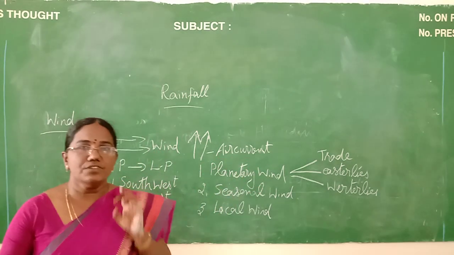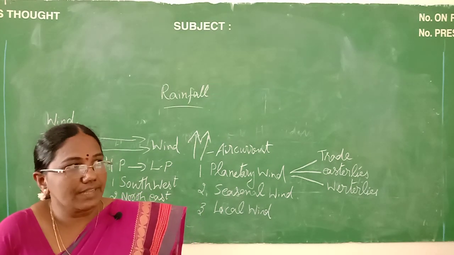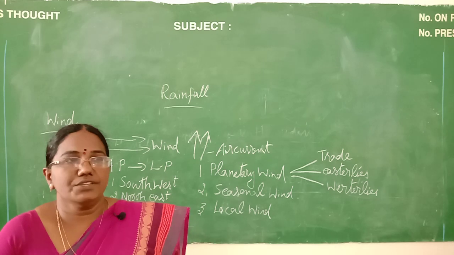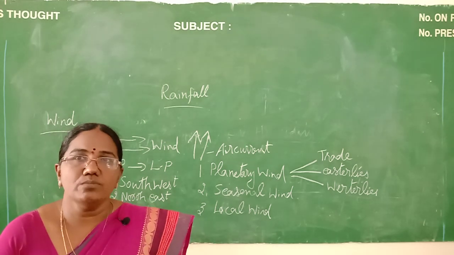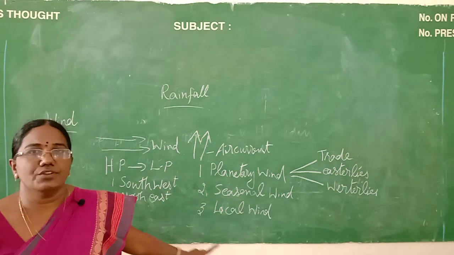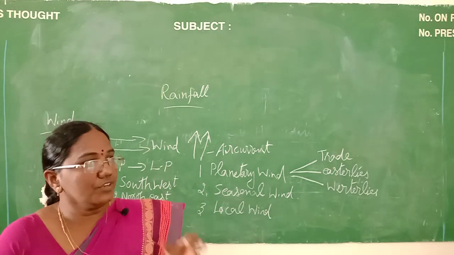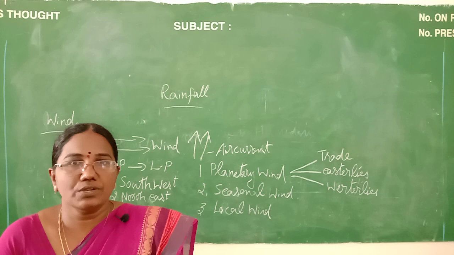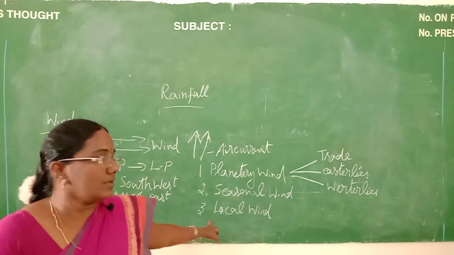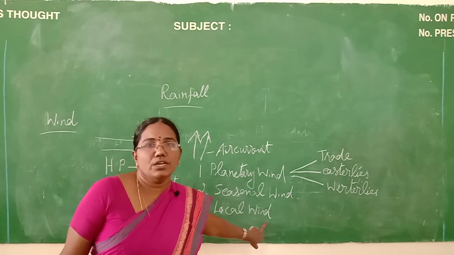Seasonal winds change their directions due to the seasons of the year. These winds blow from sea to land and land to sea. Local winds are winds that blow over a small or particular area, maybe land or sea. This is called a local wind.